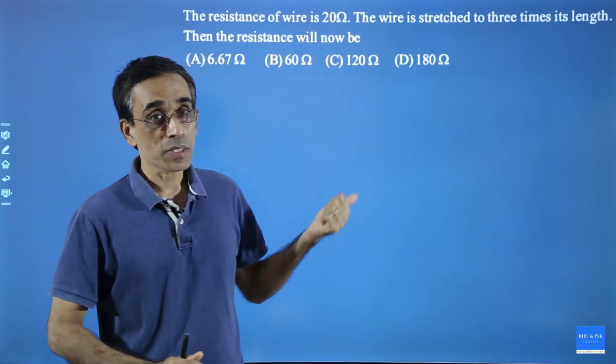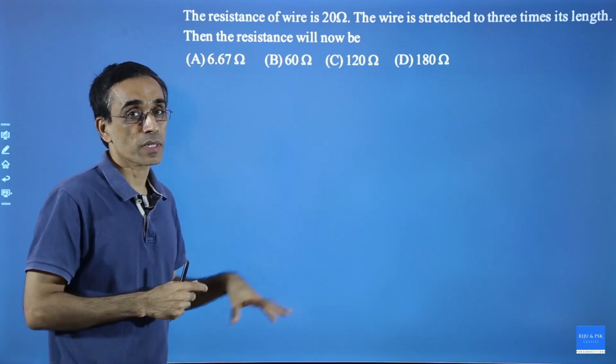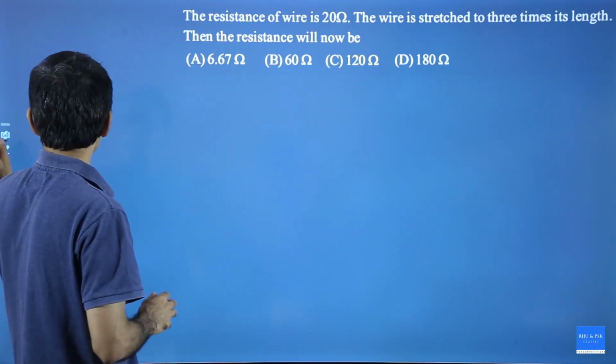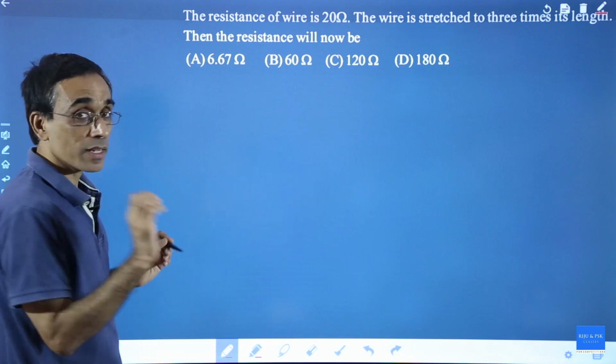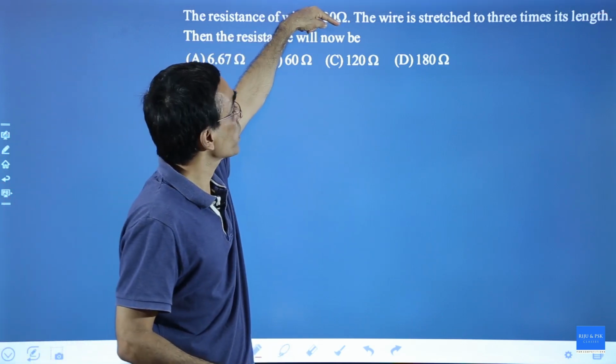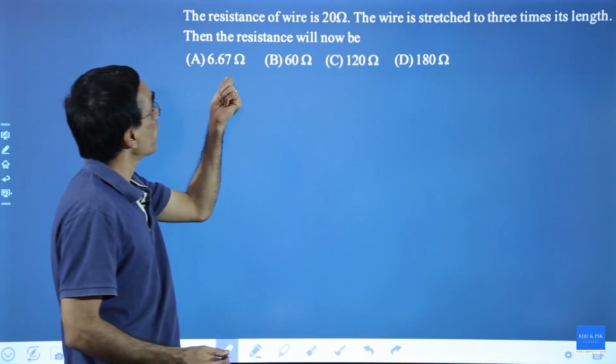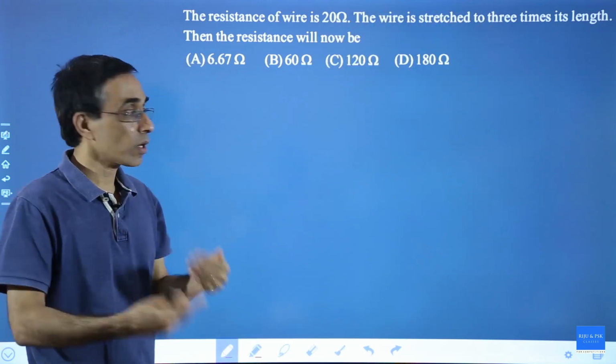I am discussing this question due to demand, because many people wanted me to discuss this particular question, which is actually based on a 10th standard level. The resistance of a wire is 20 ohm. The wire is stretched to 3 times its length. What will be the new resistance?